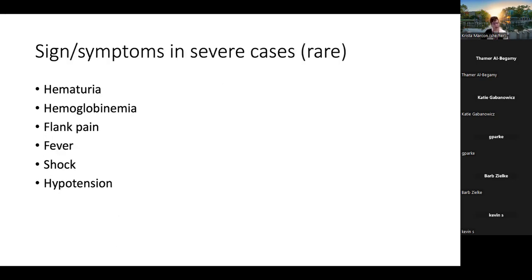So, although it is rare, we have to monitor the patient for severe signs and symptoms of acute hemolysis. This includes hematuria, hemoglobinemia, flank pain, fever, shock, and hypotension. These symptoms are usually seen in acute hemolytic transfusion reaction as well.